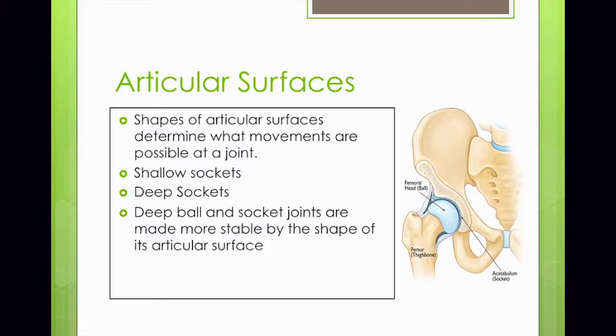Articular surfaces. Shapes of articular surfaces determine what movements are possible at a joint. There are shallow sockets and deep sockets. Deep ball and socket joints are made more stable by the shape of its articular surface.